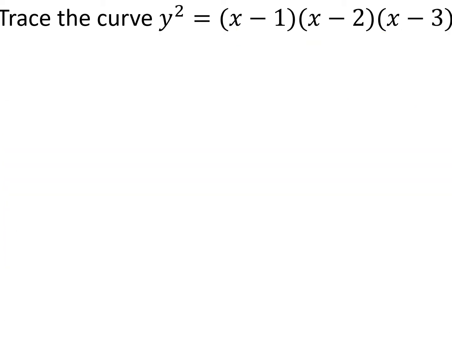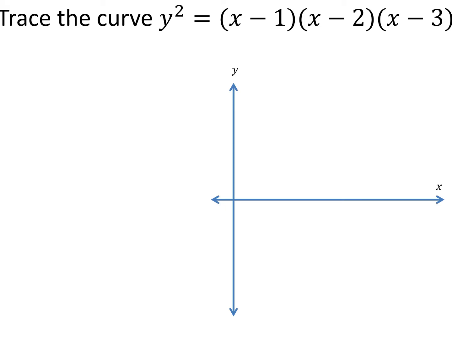So let's start with a new curve, that is y square is equal to x minus 1 into x minus 2 into x minus 3. So again it is a Cartesian curve, so we will draw this curve on the XOY plane. Okay, so let's start with the first rule, that is symmetry. So here y power is even, then the curve is symmetric about the x-axis. Okay, but the x powers are not even, so the curve is not symmetric about the y-axis.